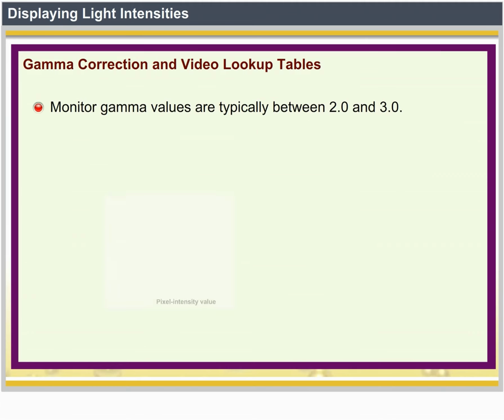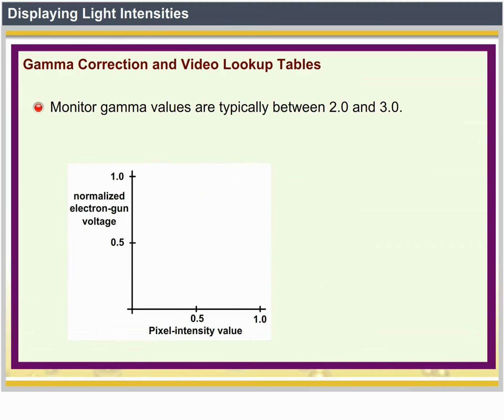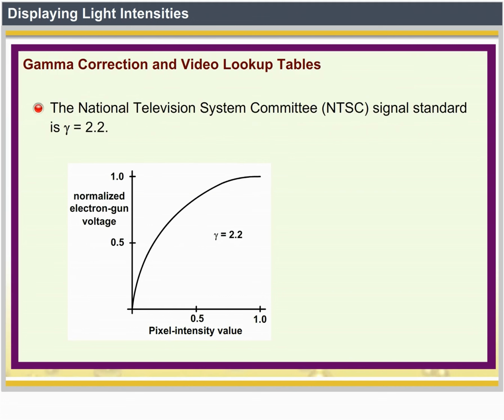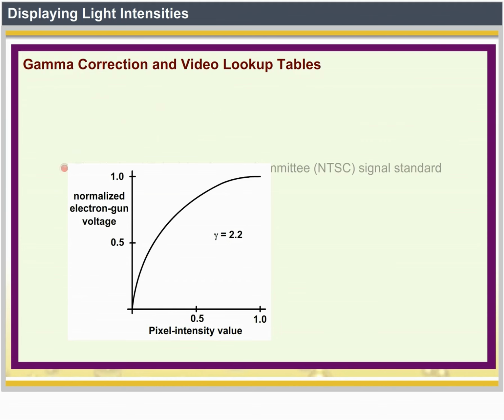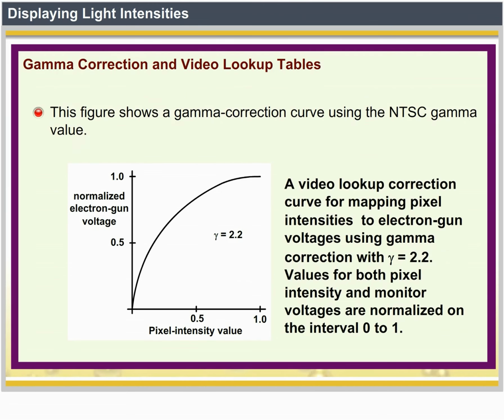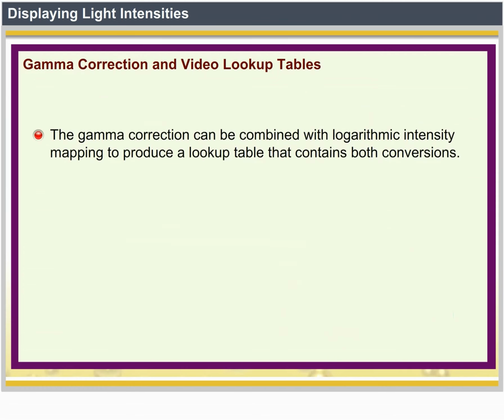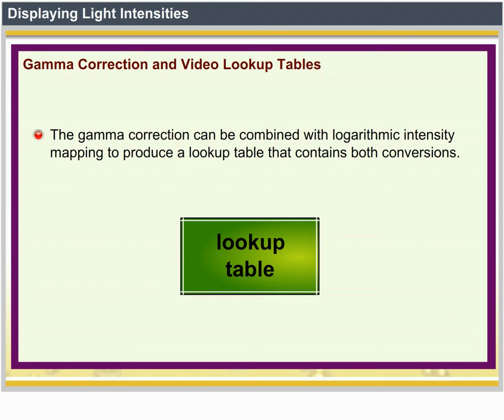Monitor gamma values are typically between 2 and 3. The National Television System Committee (NTSC) signal standard is gamma equals 2.2. This figure shows a gamma correction curve using the NTSC gamma value. We can combine gamma correction with logarithmic intensity mapping to produce a lookup table that contains both conversions.